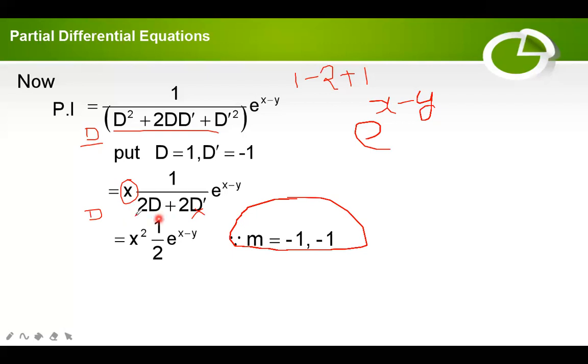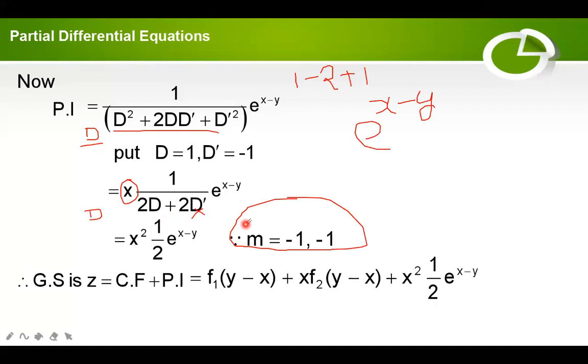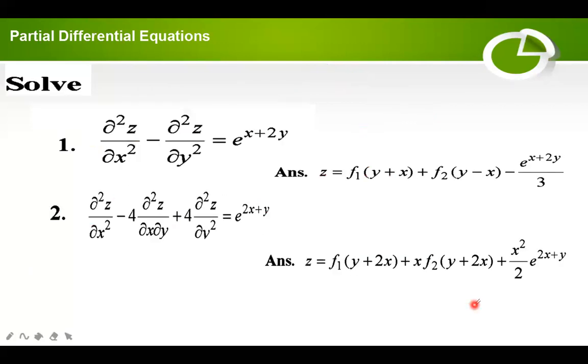Therefore the general solution is CF plus PI. So solve these equations.